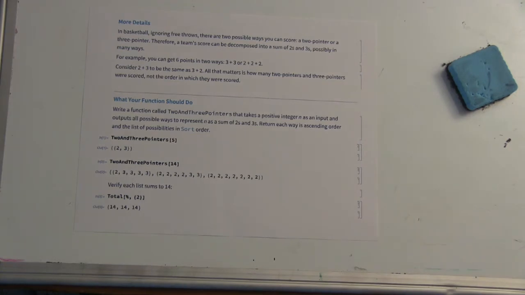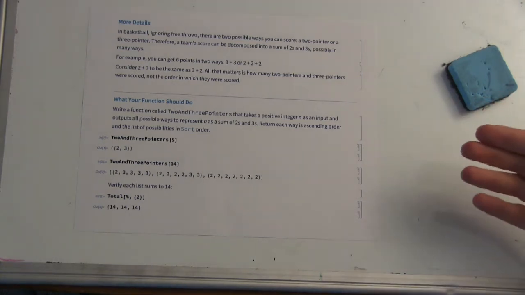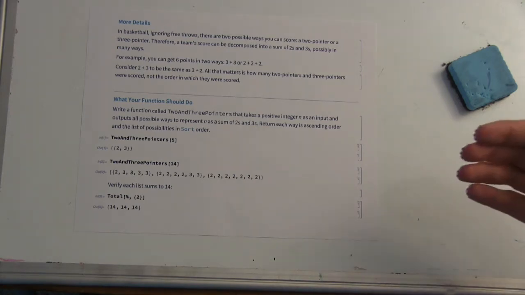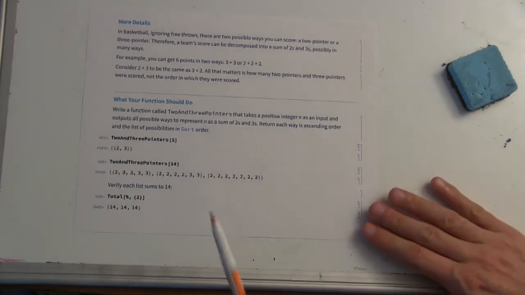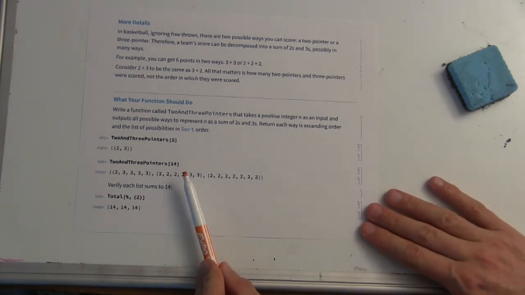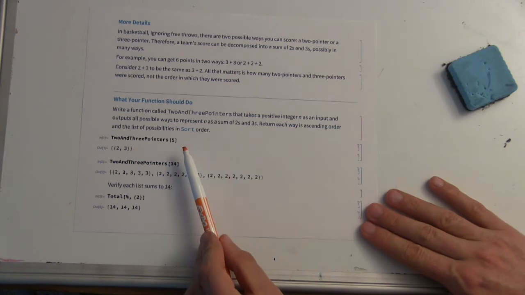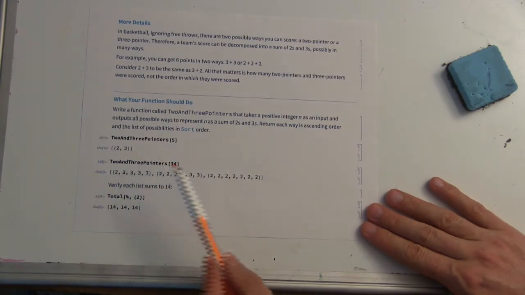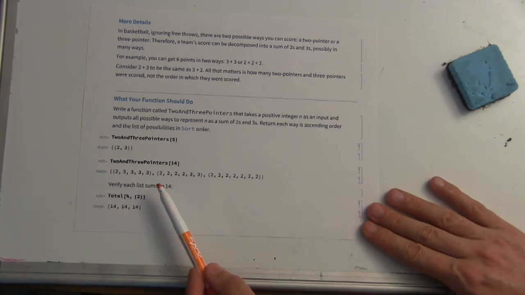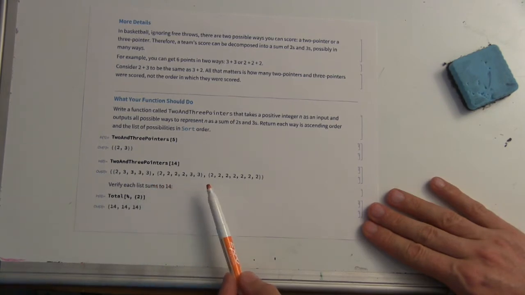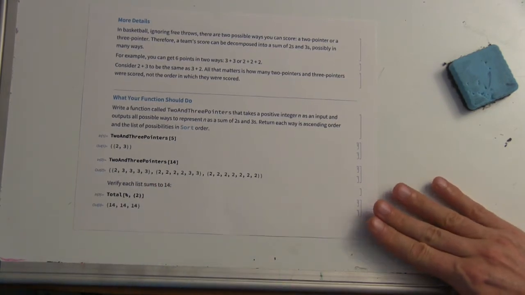So you start out with a number, like 10, and you want to write down the number of ways that you can get 10 points in basketball with 2 pointers and 3 pointers. And that's it. Their example here is with 14. Oh, sorry, the first one's 5, just a 2 and a 3, that's the only way it can happen. With 14, you can have a 2 and some 3s, 4 2s and 2 3s, and then all 2s.